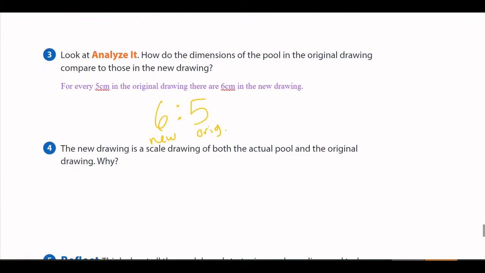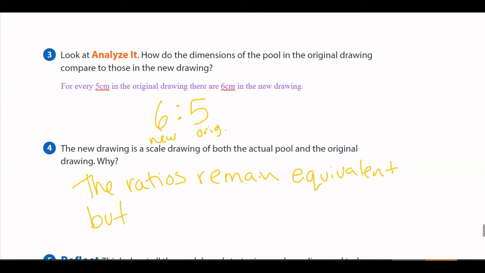The new drawing is a scale drawing of both the actual pool and the original drawing. Why? Well, the ratios remain equivalent. But the sizes are not the same. They're different.